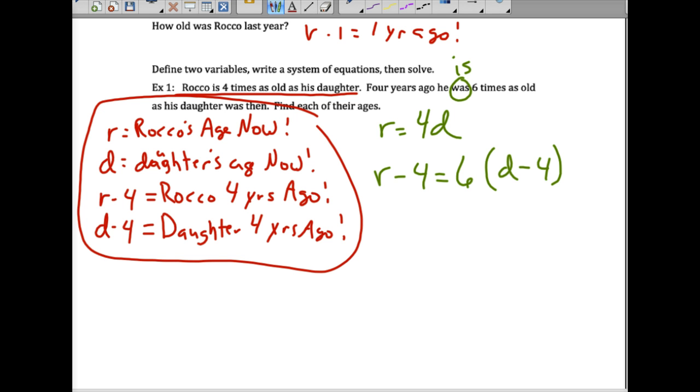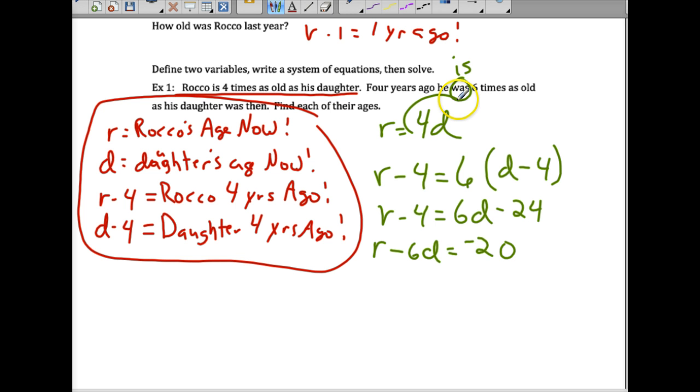Okay. So you can actually put that in standard form and then use substitution. Yeah, I'm going to use substitution. Standard form and substitution. Go. R minus 4 equals 6D minus 24. And R minus 6D equals negative 20. But we know that R equals 4D, so I'm going to put that in there.